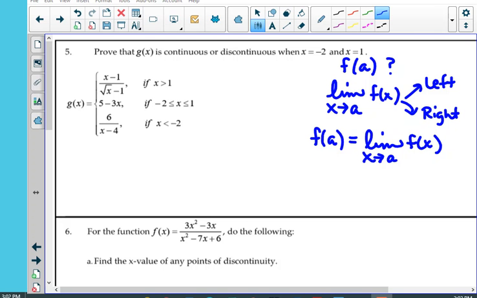Okay, I'm hoping that was just a pause. Let's go ahead now and do our proofs. We'll do a proof for 1 first, and then we'll do our proof for -2.